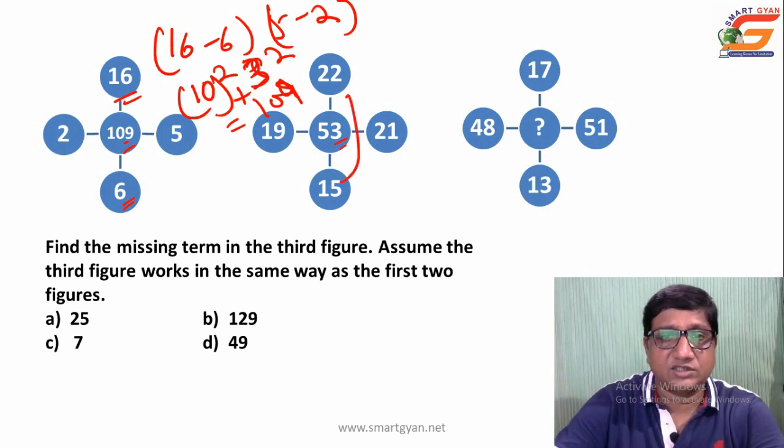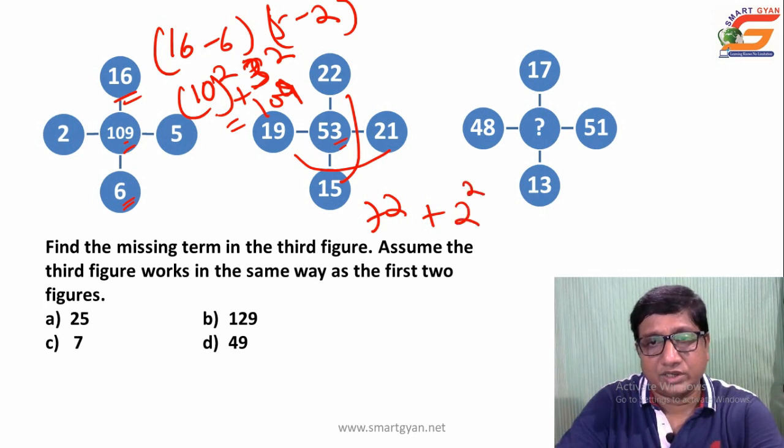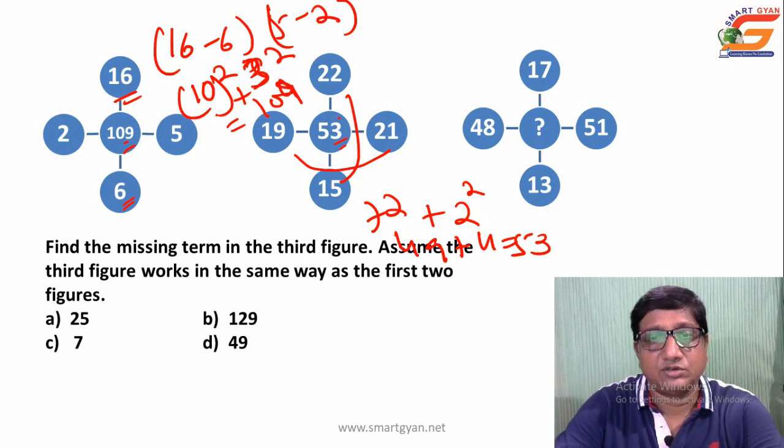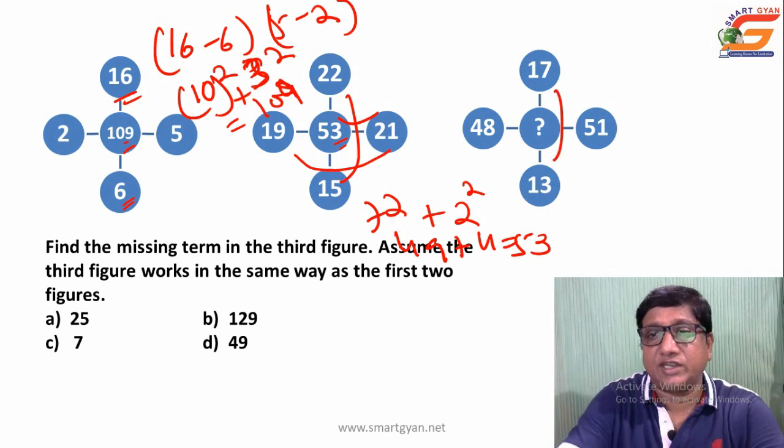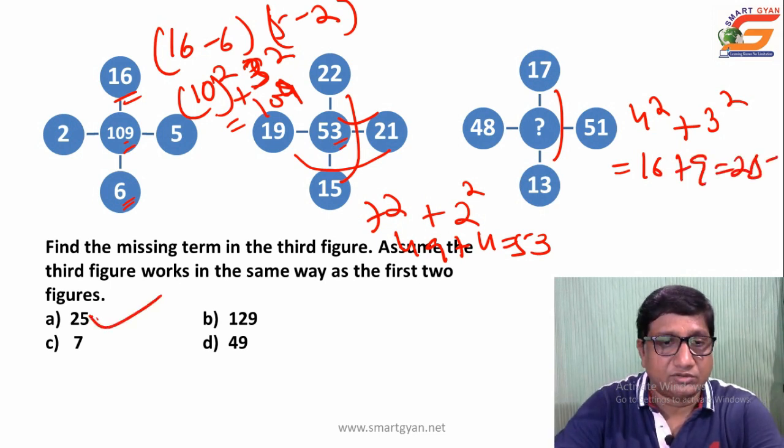22 minus 15, that is 7 square, plus 21 minus 19, that is 2 square. So 7 square, that is 49, plus 4, that is 53. Yes, the second figure is also possible. Then coming to the third one, 17 minus 13, that is 4 square, plus 11 minus 8, that is 3 square. 16 plus 9 is equal to 25. Yes, 25, choice A.